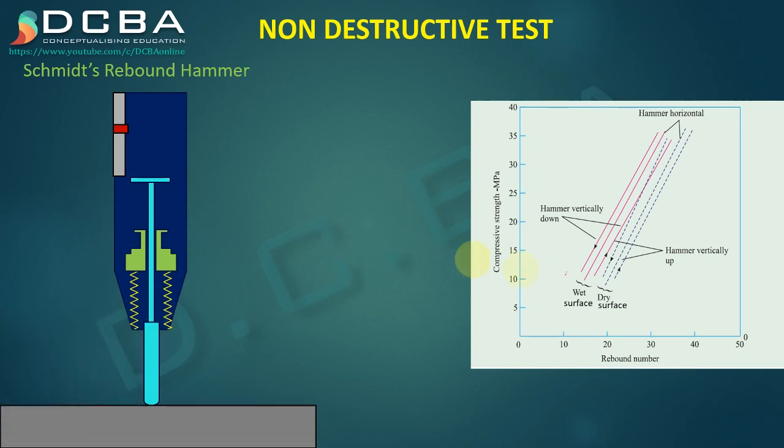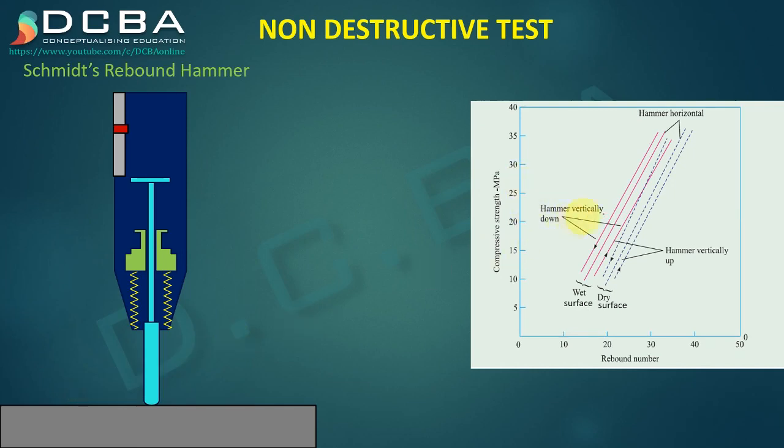First is the hammer held vertically down like this. This is the vertical down hammer position. And second, when the hammer is held vertically up, like if there is a concrete surface up here, and this is how your rebound hammer is held upwards. And third is the hammer held horizontal. If you are holding your hammer horizontal, it will be like this. So 3 positions are given in total.